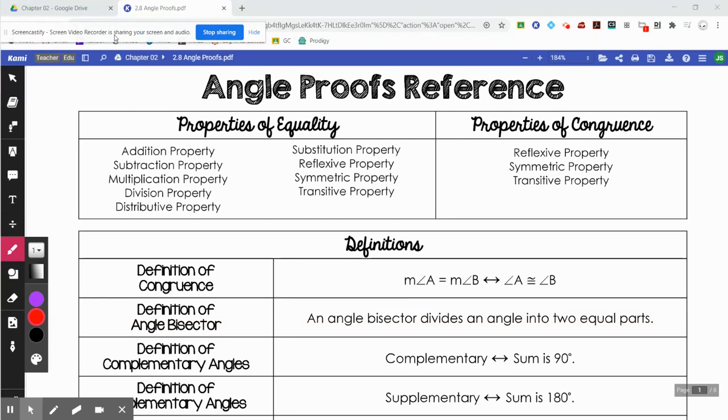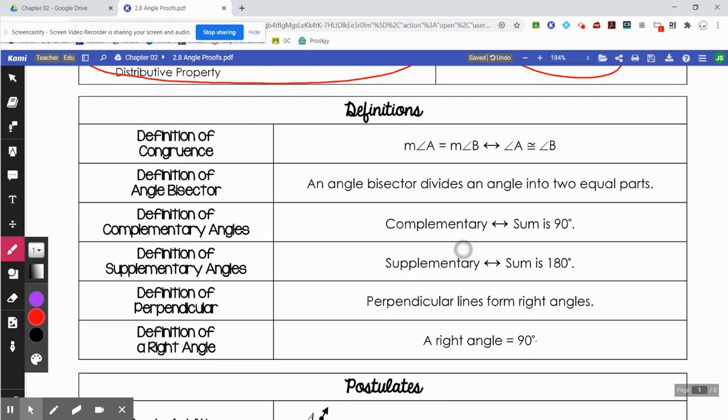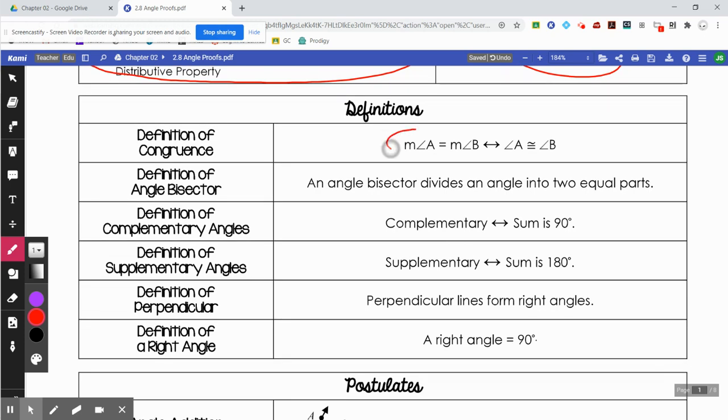In this video, we're going to do some angle proofs. So we did some segment proofs in the last video, and let's go ahead and do our reference page for our angle proofs. We have all of our properties of equality still. We have our properties of congruence, just like in the last ones. We have some definitions that we need to remember. Definition of congruence, just like in the last one.